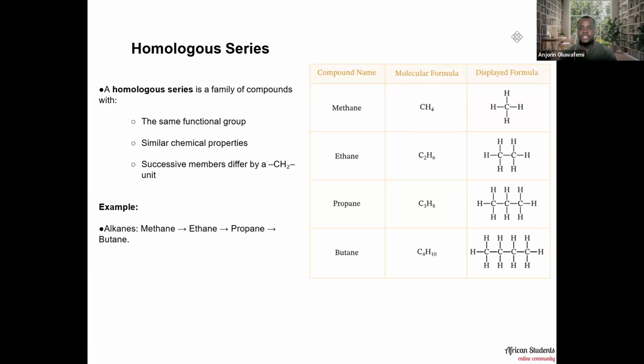Ethane is C2H6. What is the difference between methane and ethane? It's just a difference of CH2, basically, that's just the difference between them. Propane, butane, the same thing like that. So this is a homologous series. This is an example of homologous series for the alkane family. So that's just what the homologous series is.